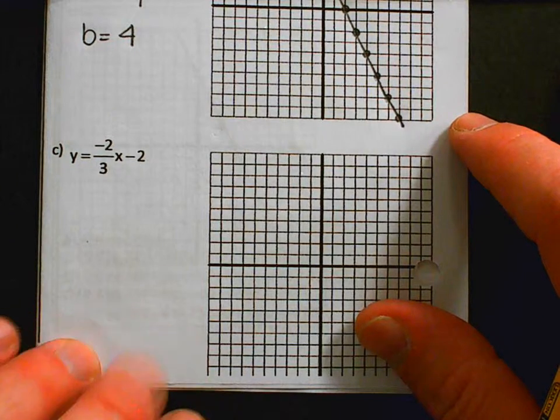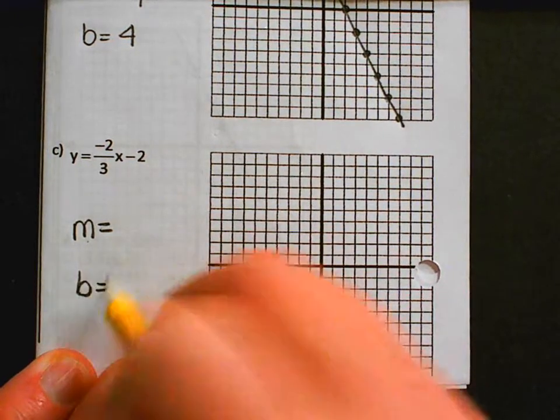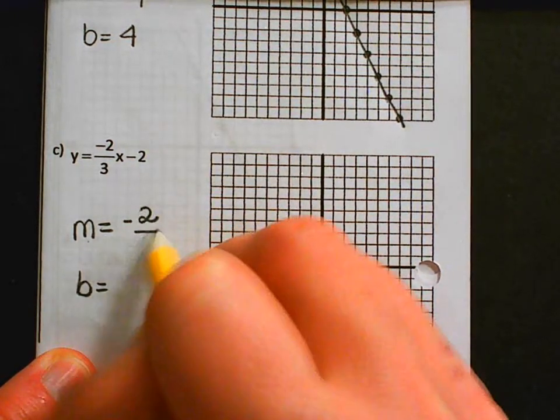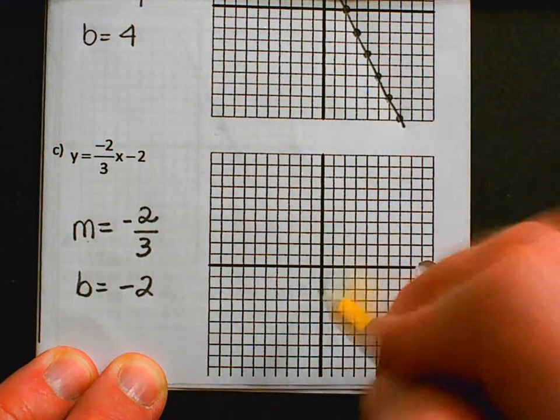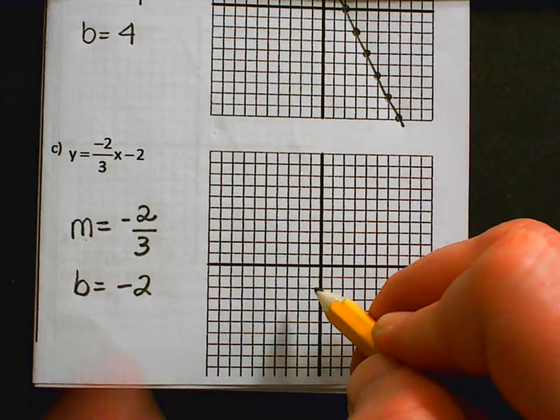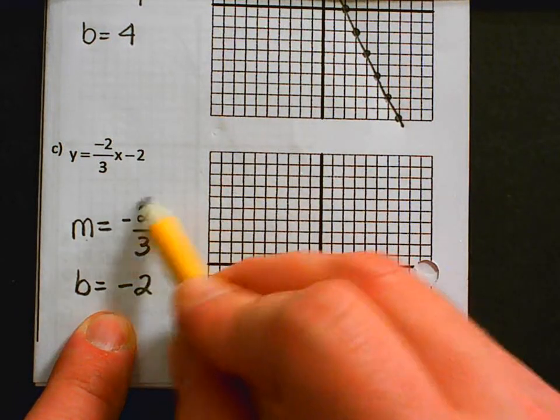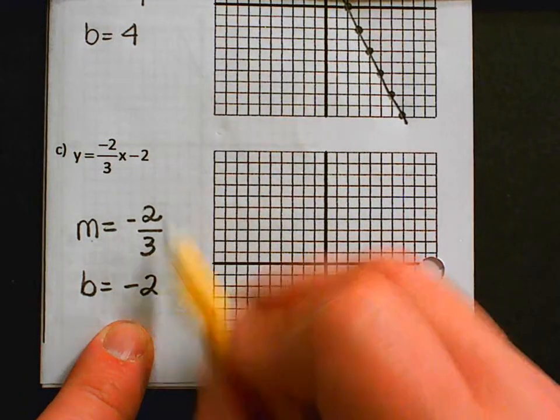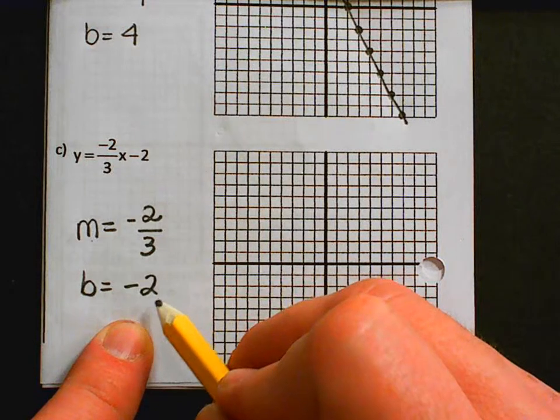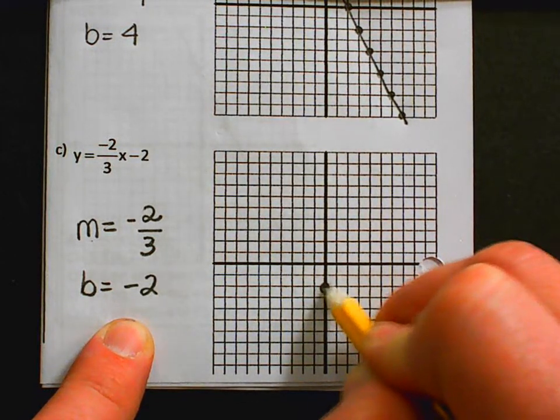The next problem is letter C. Again, you're going to identify your slope and your y-intercept. Your slope is negative 2/3, and your y-intercept is negative 2. We're going to start the graph with our b. Notice that this is already a fraction, so we don't have to worry about the 1, because we always want our slope to be a fraction. We start with letter b, which is negative 2.